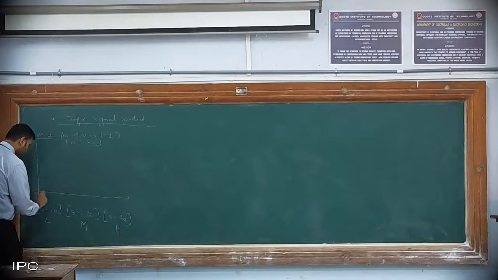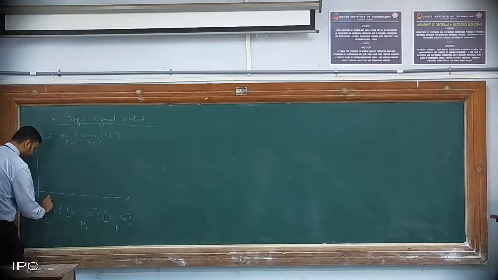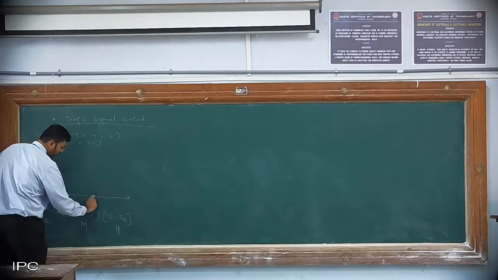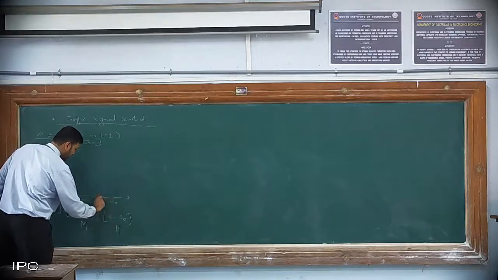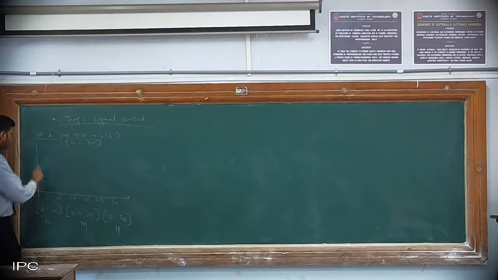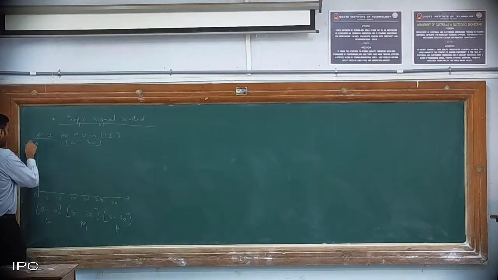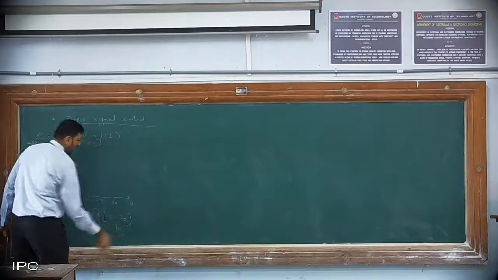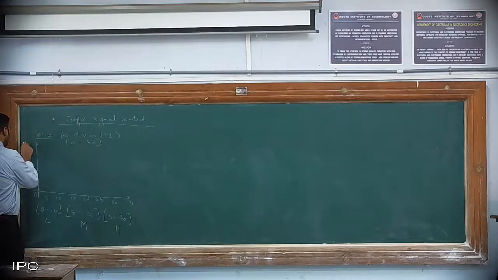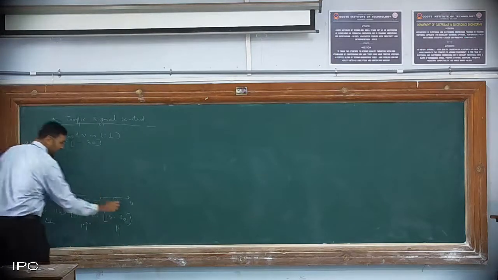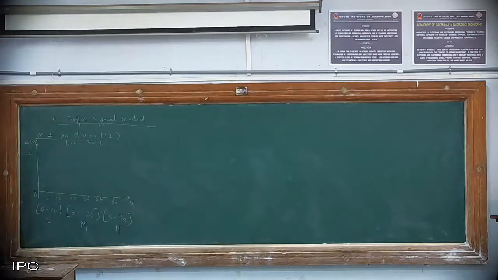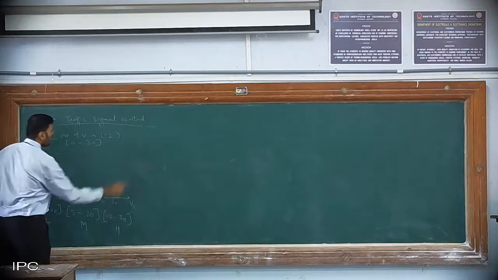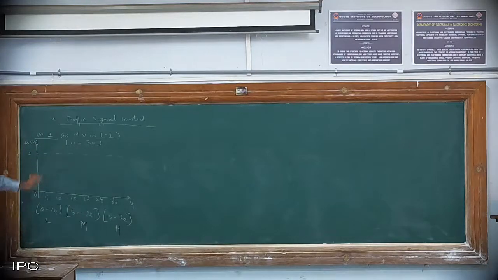So 0, 5, 10, 15, 20, 25, 30. Fine. So this is 1. This is mu, mu of L1. Okay? And this is vehicle, mu of V1, let us consider. Now we have to draw the membership function.